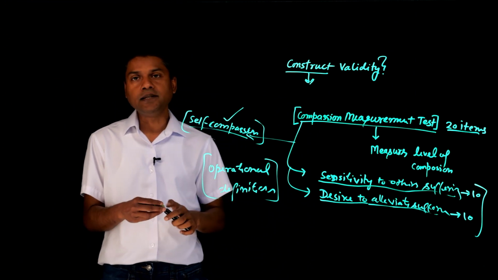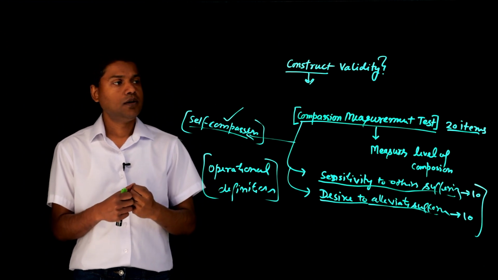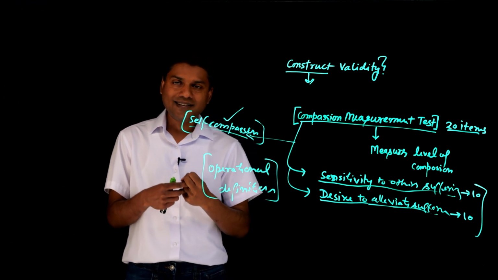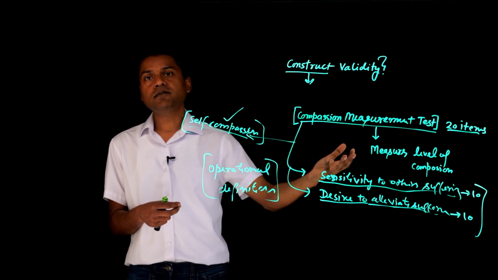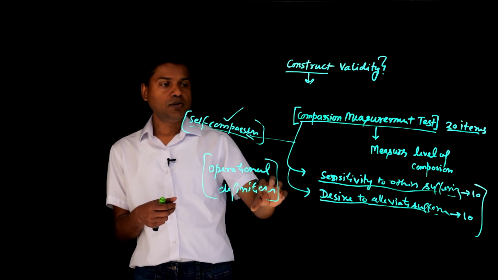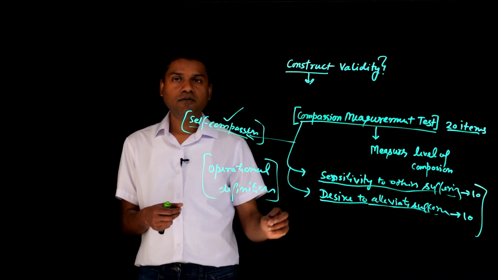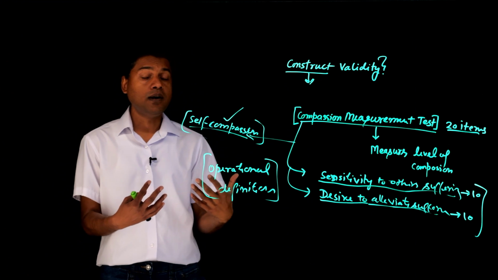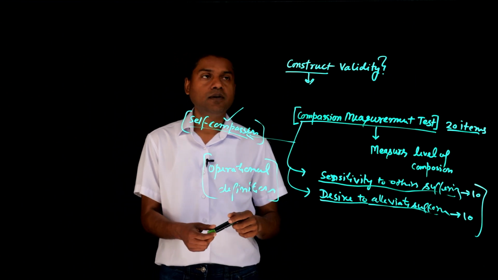So construct validity refers to the extent to which a scale or measurement tool measures what it claims to measure. So in this example, the claim was this test measures compassion. And when we go deeper into understanding the operational components which are used to measure compassion, we found that it lacked self-compassion. So from that argument, I could say this has a low level of construct validity.